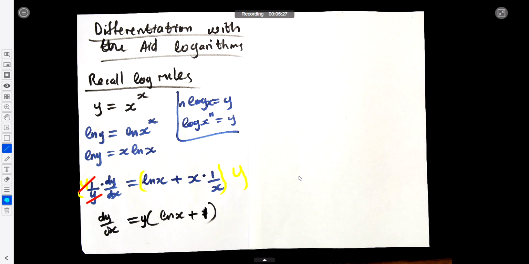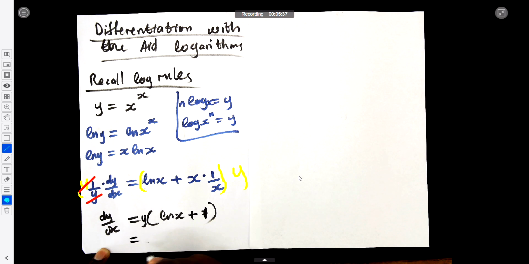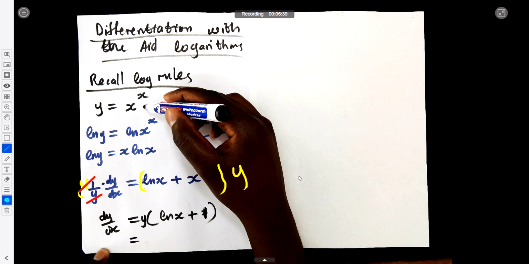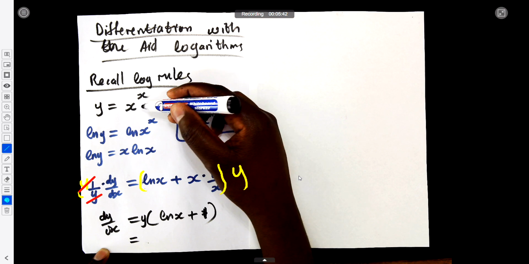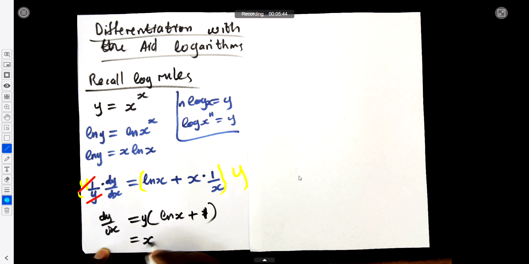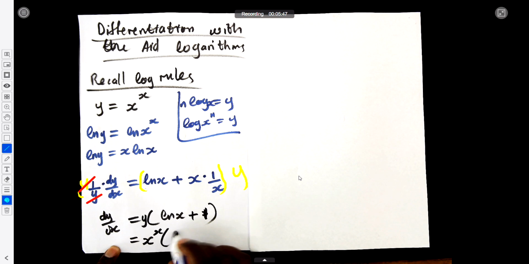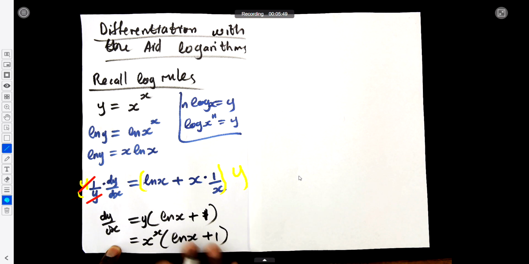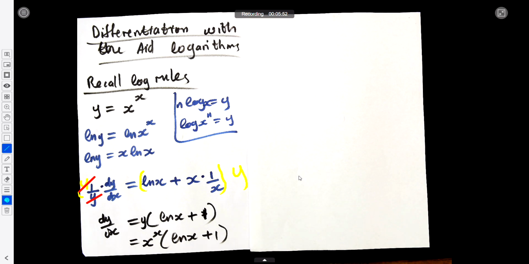But you need to simplify further. We want to leave the right hand side in terms of x where it's possible. We know that y is equal to x to the power of x. So substitute y as x to the power of x, and we'll have ln x plus 1 in brackets. So therefore that will be the solution: dy over dx equals x to the power of x, in brackets, ln x plus 1.